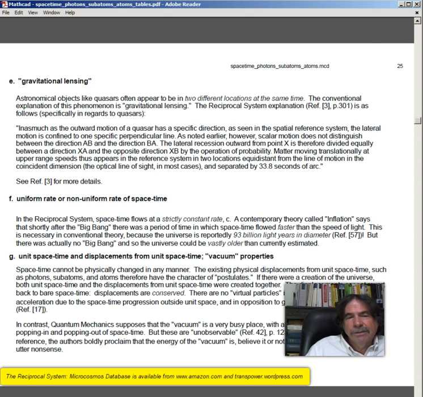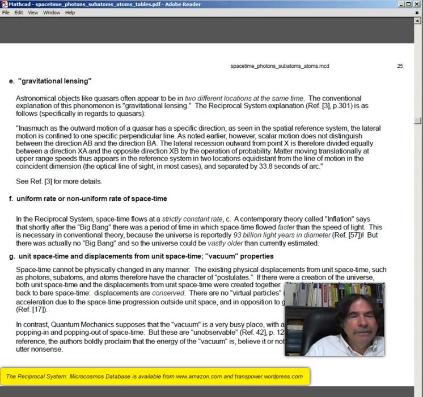The acceleration due to the space-time progression outside unit space, in opposition to gravitation, is 1.144 times 10 to the minus 13 newtons per kilogram, reference 17. In contrast, quantum mechanics supposes that the "vacuum" is a very busy place, with all manner of virtual particles popping in and popping out of space-time. But these are unobservable, according to reference 42, page 1239.